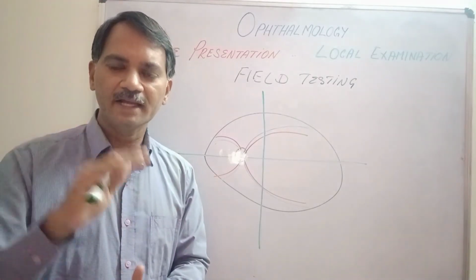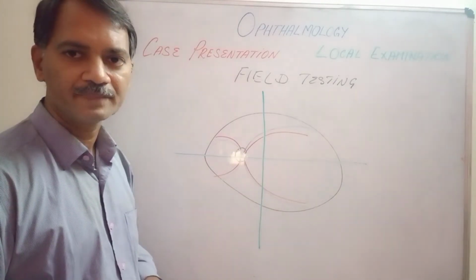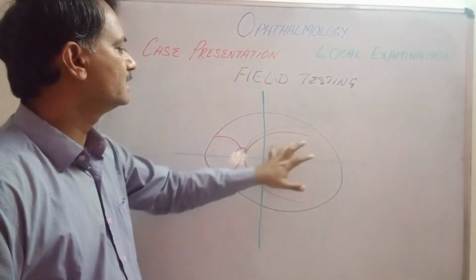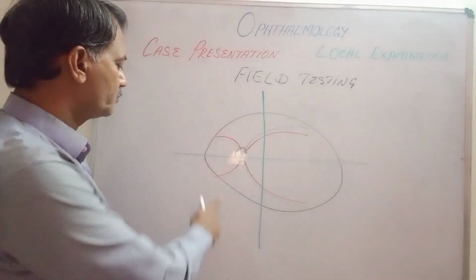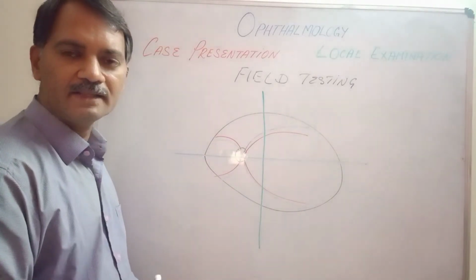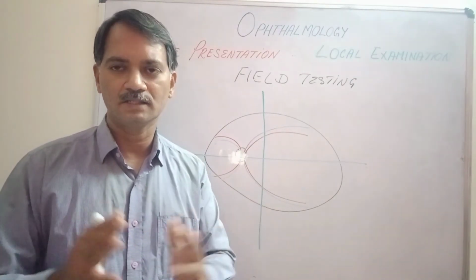We can also diagnose retinal detachment in each of the quadrants. If there is a retinal detachment in this portion, if you show light from here, it will not be seen. So this portion will not be seen. Like that, retinal detachment can also be diagnosed in all quadrants.